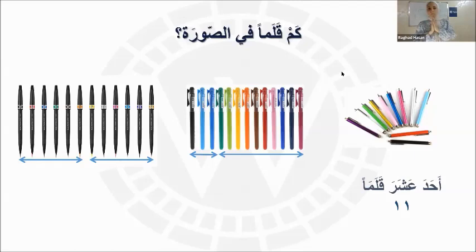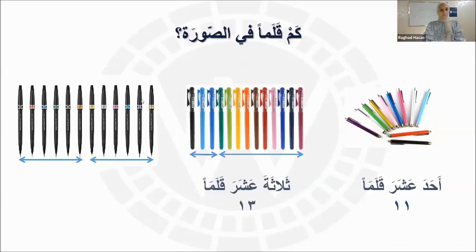Muhammad? Naam. Okay, so second one, the picture in the middle, we can count together. So, واحد, اثنان, ثلاثة, أربعة, خمسة, ستة, سبعة, ثمانية, تسعة, عشرة, أحد عشر, اثنا عشر, ثلاثة عشر. So, كم قلماً؟ 13 قلماً في الصورة. ممتاز. شكراً يا محمد. عفواً. برافو. So محمد يقول 13 قلماً في الصورة.